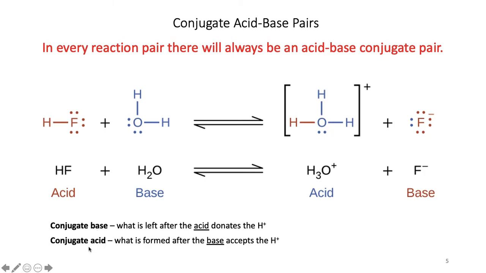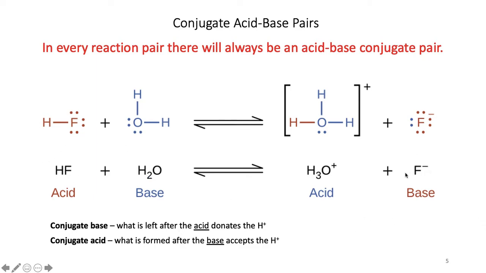The conjugate acid, on the other hand, is what is formed after the base accepts the proton. If this is my original base, after it grabs that proton, it forms H3O+. So this is now the conjugate acid of the base that I started out with. The conjugate base and conjugate acid are those species that appear on the product side, and they are paired with the opposite acid or base on the reactant side.